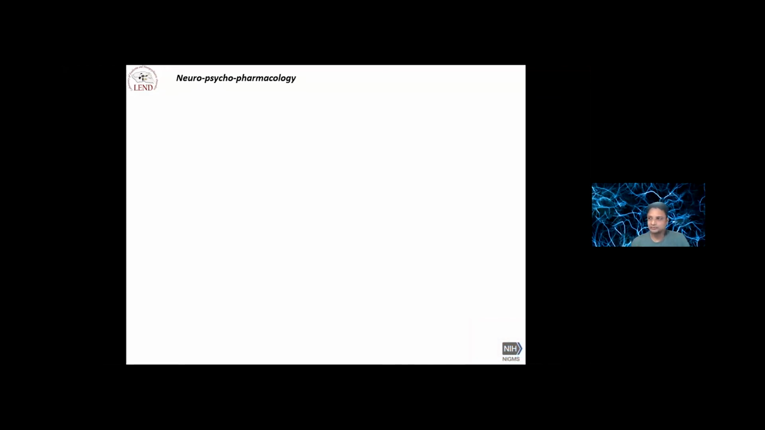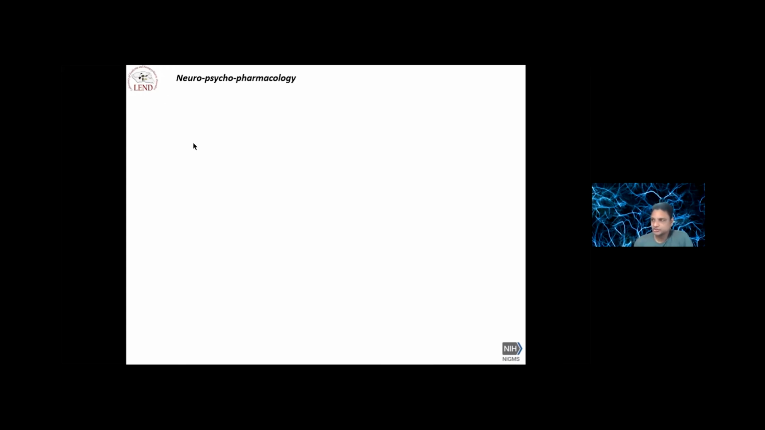So what is the meaning of that? Neuro means we look at the neuron level. Psycho means behavior, and then once we figure out what is happening or what the mechanism is, we tweak it with the help of some drugs. So that's basically called pharmacology. That is the overall crux of what we do in the lab.